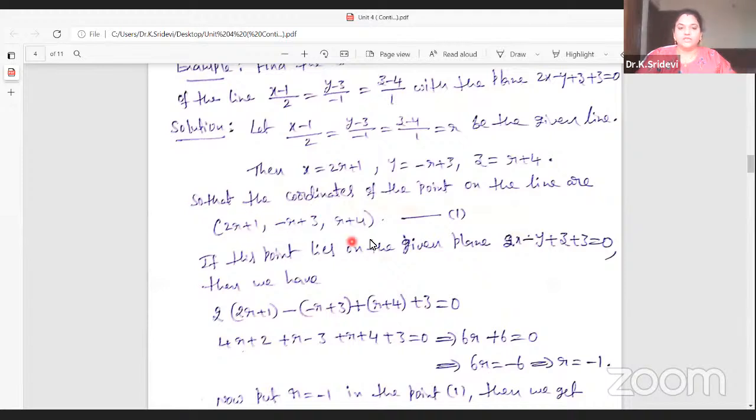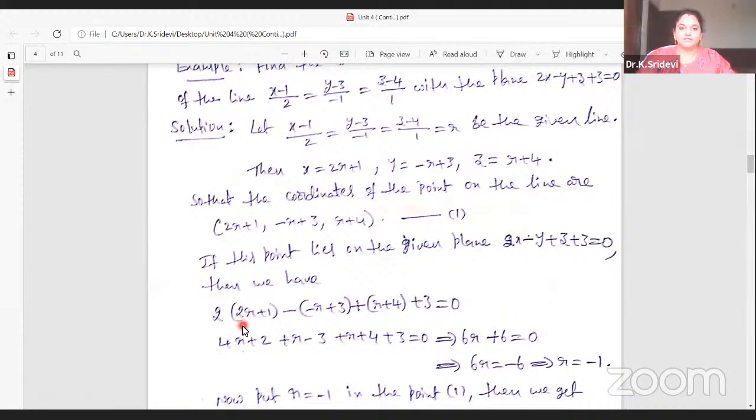So these are the coordinates of the point on the line, any point on the given line. Now, if this point lies on the given plane, then obviously this point satisfies the given plane equation. What is the given plane? 2x minus y plus z plus 3 equal to 0. Now take the x value, y value and z value of this point in the plane.